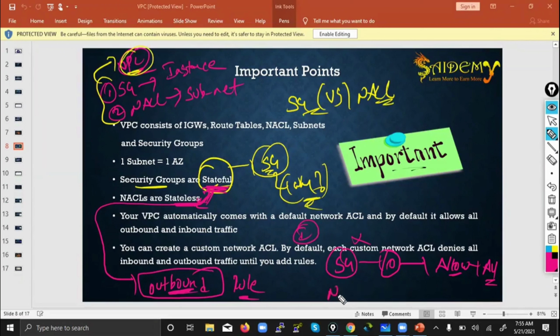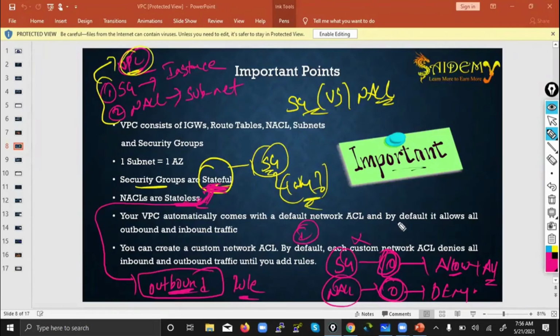When it comes to NACL, when we have created one custom NACL, you remember what is the default nature of a custom NACL? Deny. Right. The outbound is denied. Forget about inbound. Why? Because if anyone asks you the meaning of stateful and stateless, just explain only with outbound. No need to explain about inbound. So NACL is by default denied. So this is the answer.